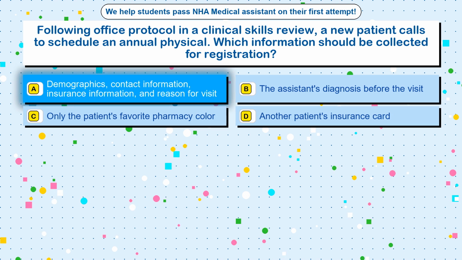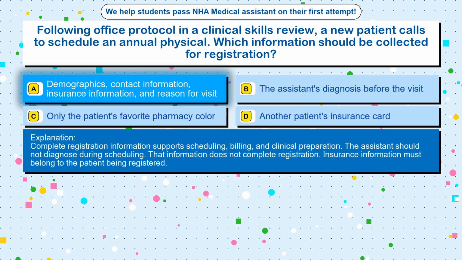The correct answer is option A, demographics, contact information, insurance information, and reason for visit. Complete registration information supports scheduling, billing, and clinical preparation. The assistant should not diagnose during scheduling. That information does not complete registration. Insurance information must belong to the patient being registered.